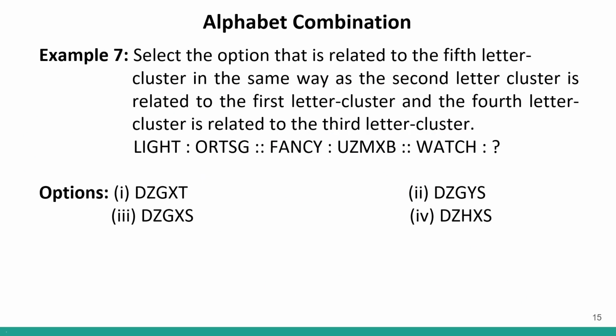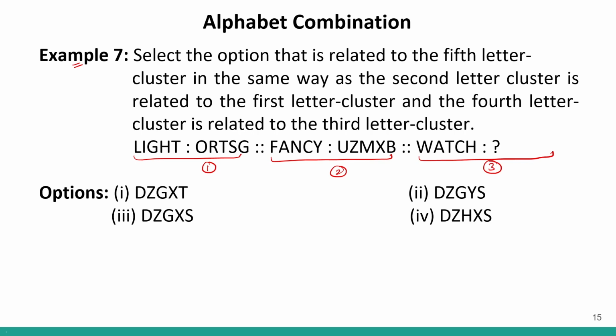Okay, let us come to example number 7. Example number 7 is a question of analogy. In analogy, I told you that we have to follow 2 steps. First step is to identify the relationship between the first pair and the second pair. Second step is to use the same logic to find the missing element in the third pair. So the first thing to do is to identify the relationship between light and this word.